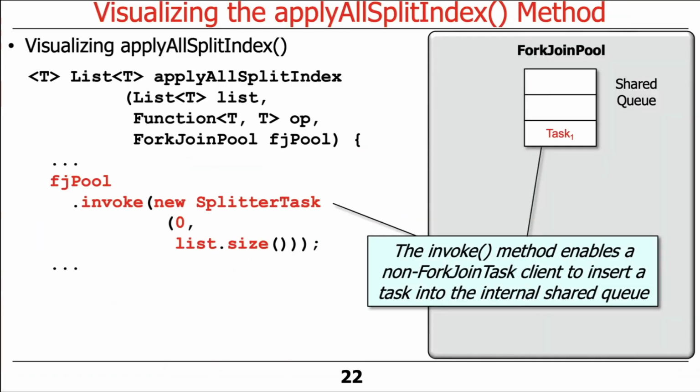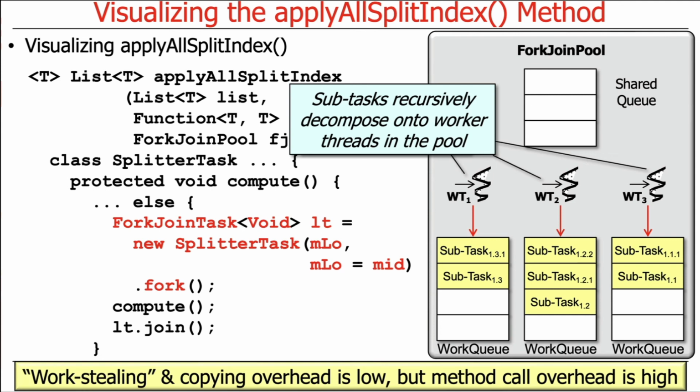Let's visualize this. This is pretty much identical visually to what we had seen before when we were doing the visualization of the applyAllSplit method. The only difference is it's just having a splitter task that works with indices as opposed to sublists. And as before, the subtasks are recursively decomposed onto worker threads in the pool, which means that we have very low work stealing overhead. We have very low copying overhead. There's still method call overhead because we're doing all these recursive function calls, but those are optimized pretty nicely for the most part nowadays, so that's not a big cost.